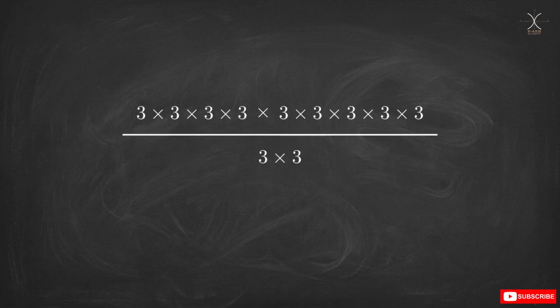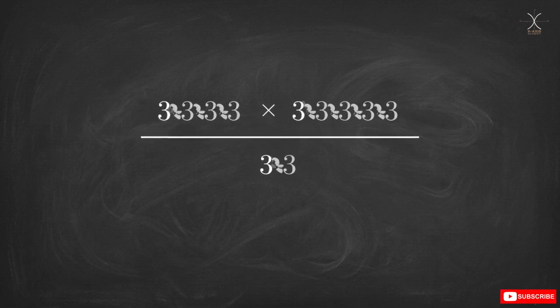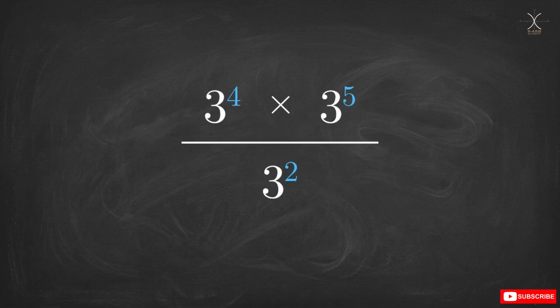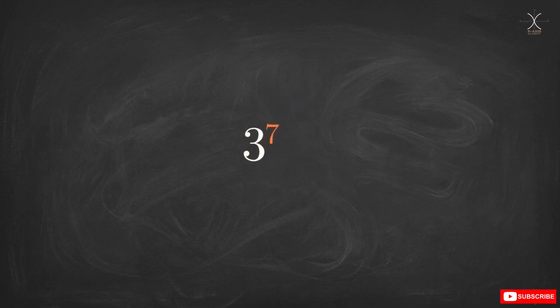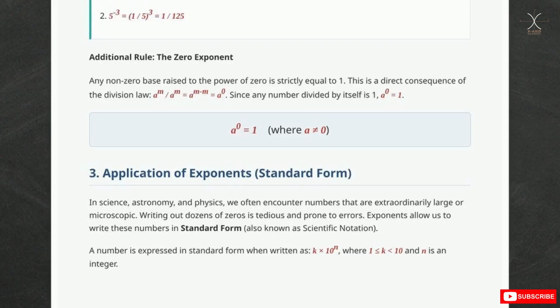Instead of working with massive expansions, these laws let us step back. We perform simple addition, subtraction, or multiplication on the tiny numbers at the top, leaving the heavy lifting of the actual bases perfectly intact. This section of our guide outlines a highly unintuitive rule. Any non-zero base raised to the power of 0 is exactly equal to 1.